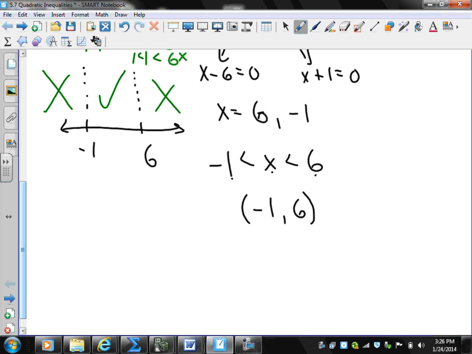And notice I'm using the parentheses and not the straight brackets because I do not want to include those endpoints. Keep in mind that this is an interval, not the point -1 to 6. But anyways, both of these are solutions to our inequality, and all those values there should work in the original statement.